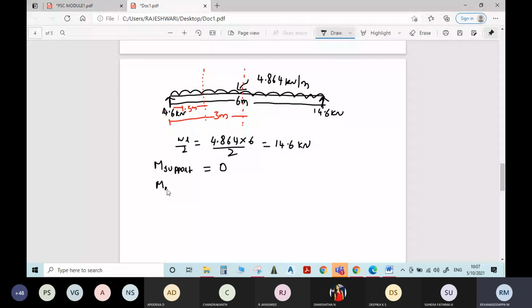Moment at mid span will be equal to 14.6, moment of that reactive force at center of the support. Force is 14.6, perpendicular distance is 3 meter, into 3, minus moment of this UDL about center. It is 4.864 into 3 into 3 divided by 2. From here to here, the length is 3. Convert this into point load. If you convert this into point load, 4.864 into 3, it will be a point load into perpendicular distance is 3 by 2. Answer?